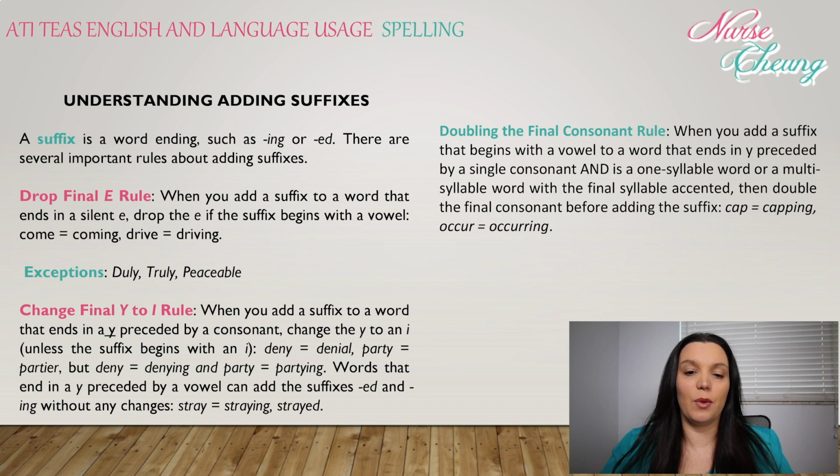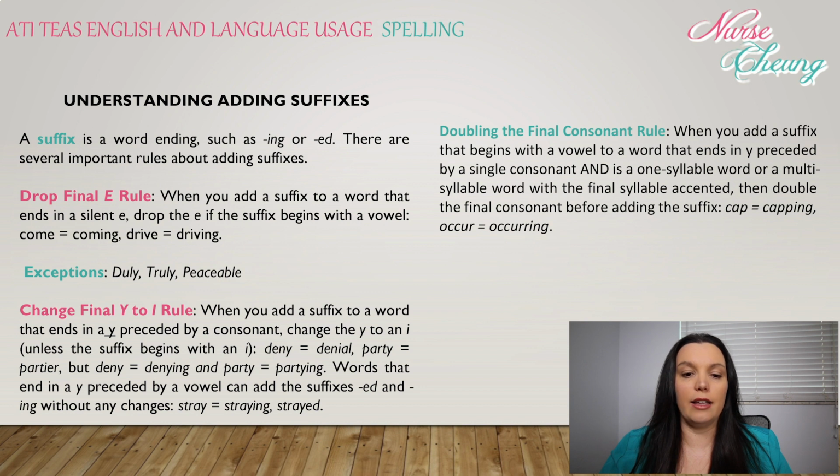A suffix is a word ending such as ing or ed. There are several important rules about adding suffixes. Drop final E rule. When you add a suffix to a word that ends in a silent E, drop the E if the suffix begins with a vowel: come to coming, or drive to driving. The exceptions are words like duly, truly, and peaceable.